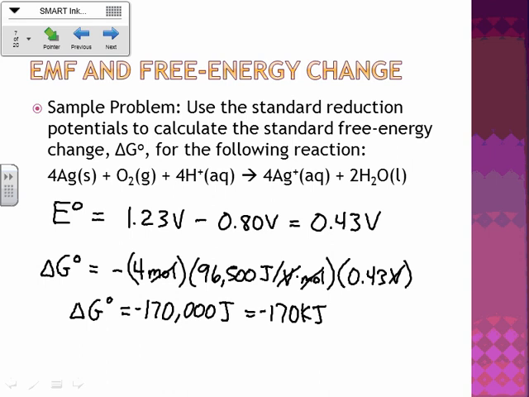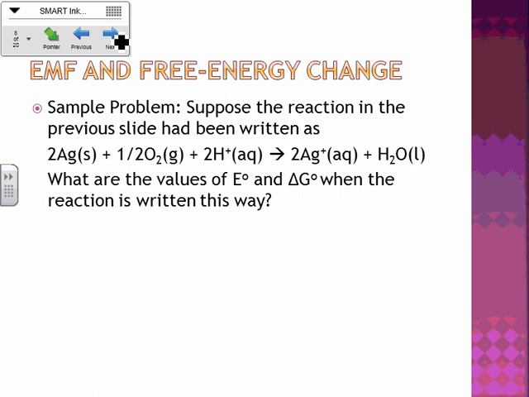So again, watch your signs. If you get to the end and you're like, wait, that's supposed to be spontaneous and my delta G is a negative, then just go back and make sure you handled your signs correctly. So pretty simple process there. Hopefully that makes sense. Now, suppose the reaction had been written as this instead of the way that it was written on the previous slide.